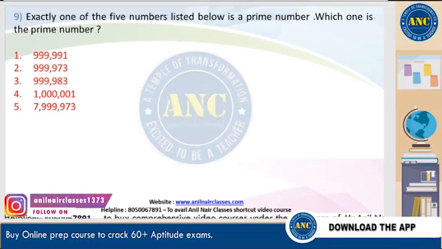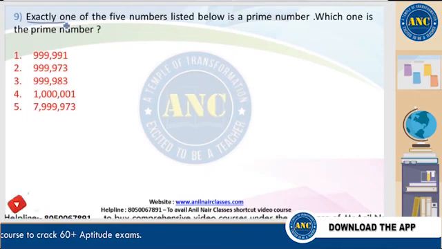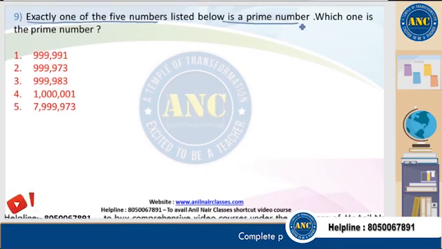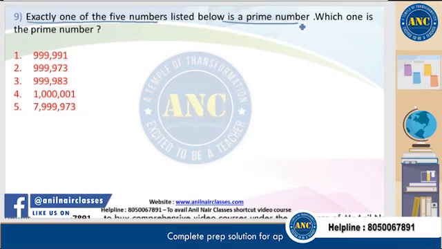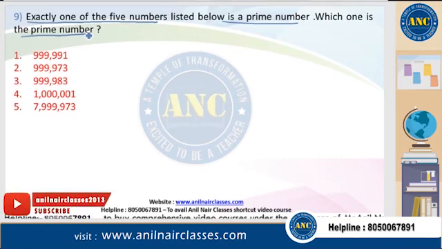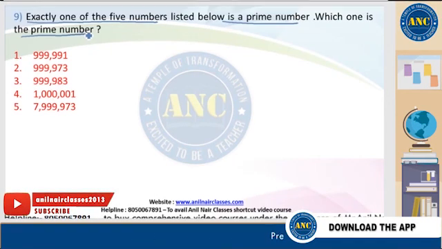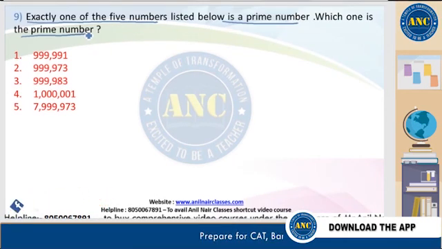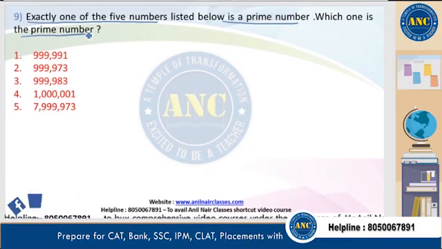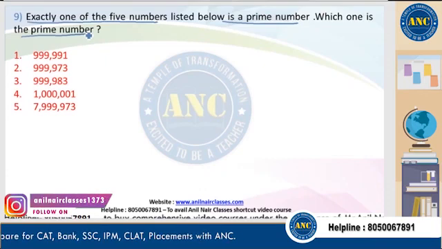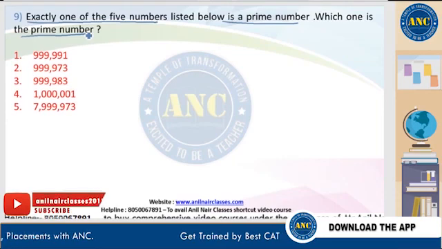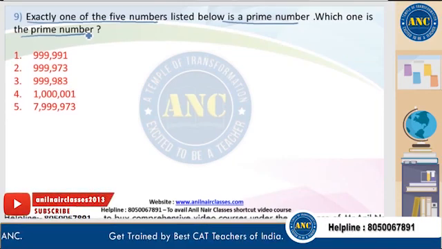Now, if you see another variety: exactly one of the 5 numbers listed below is a prime number. Which one is the prime number? There are 5 options, and one number is a prime number. The remaining 4 are composite. We know how to check whether a number is prime or composite. We have solved enough questions, so we will use some of the concepts we have discussed.